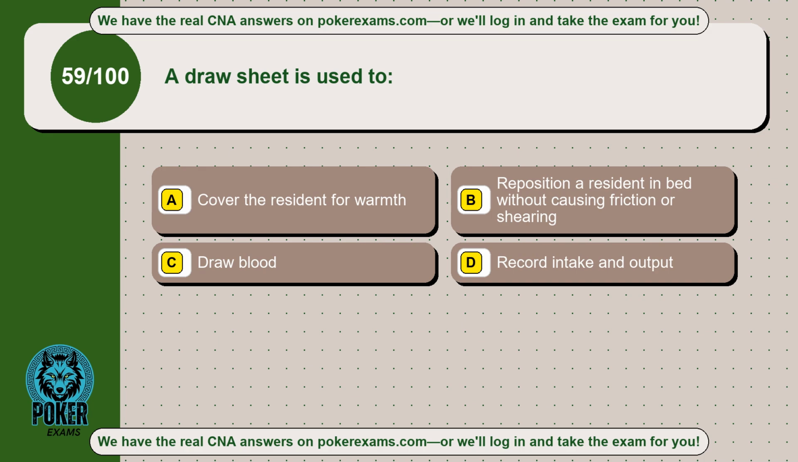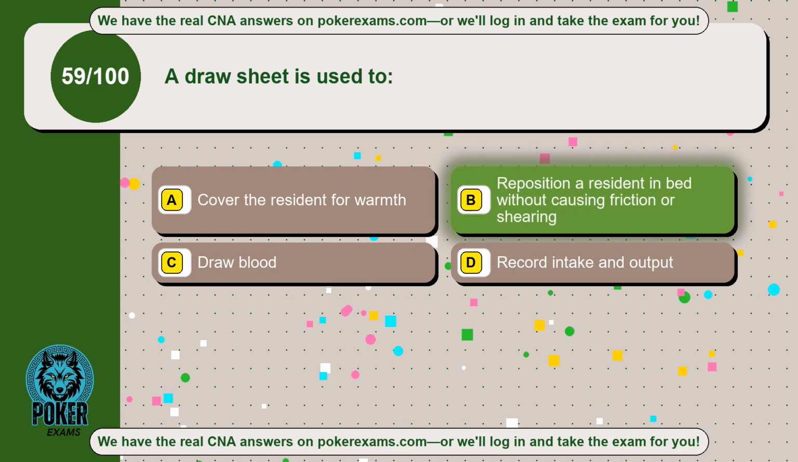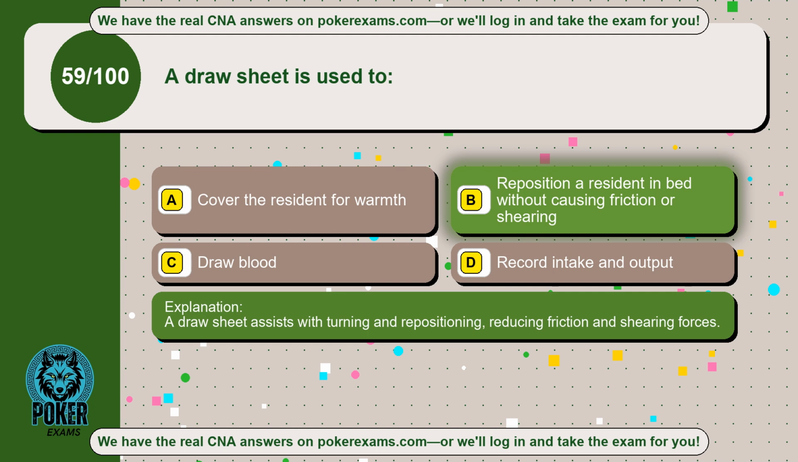Question 59. A draw sheet is used to: Option A, cover the resident for warmth. Option B, reposition a resident in bed without causing friction or shearing. Option C, draw blood. Option D, record intake and output. The correct answer is option B. Reposition a resident in bed without causing friction or shearing. A draw sheet assists with turning and repositioning, reducing friction and shearing forces.